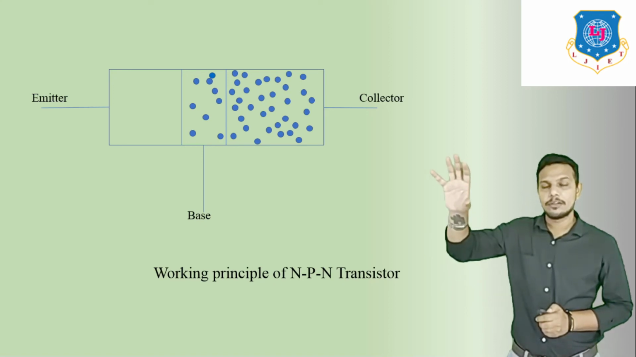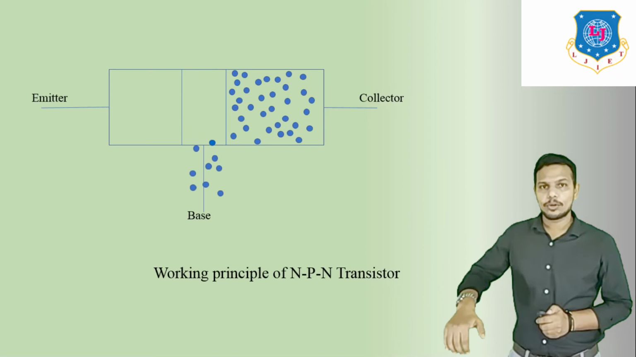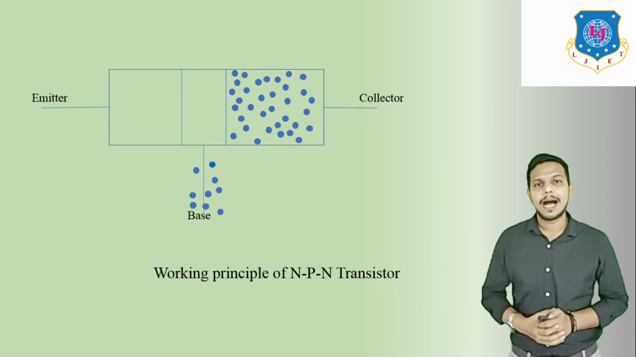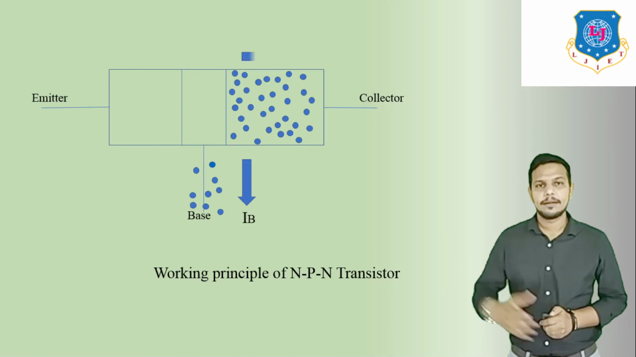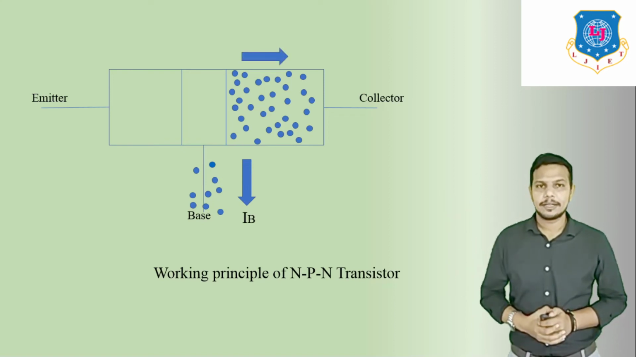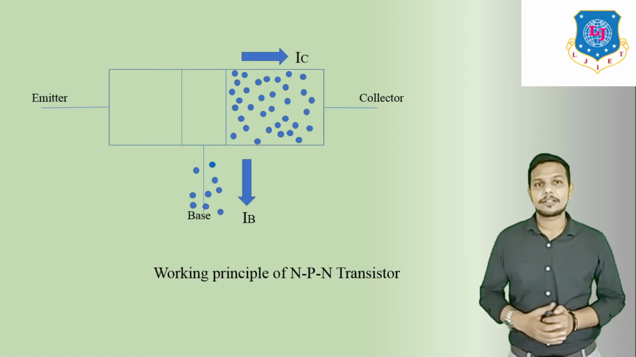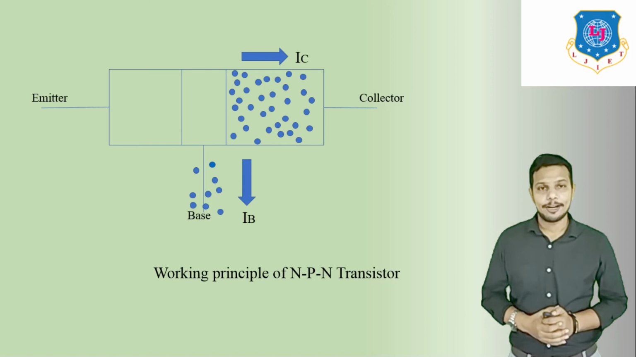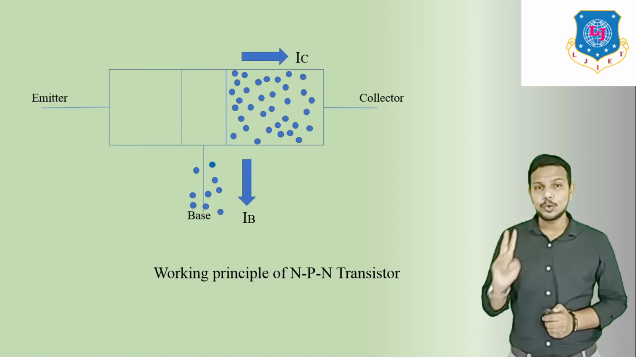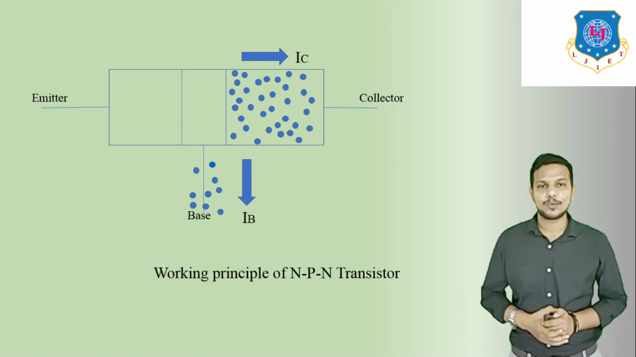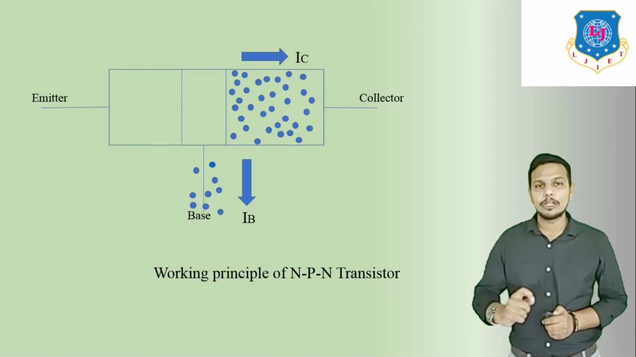Now those electrons flow downward, and that becomes IB. So this is the base current, and the electrons which are injected into the collector side are known as IC, which is known as the collector current. Collector current is 98% of the total current, whereas base current is only 2% of the total current. That's why IE is equal to IB plus IC.